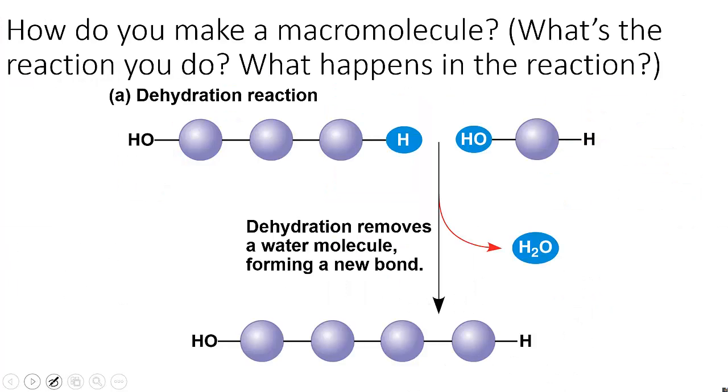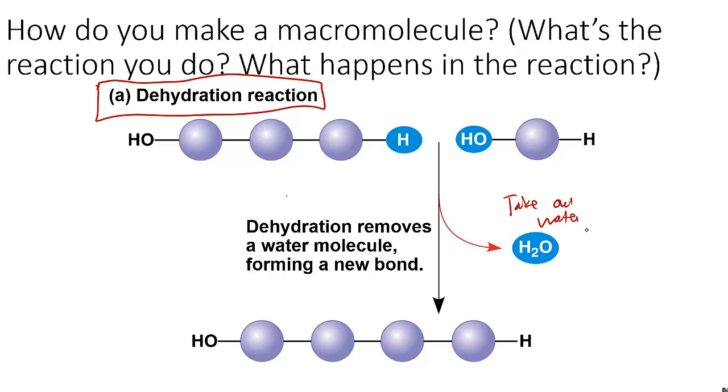So how do you make a macromolecule? What's the reaction you do? It's called a dehydration reaction, where you take out water to make a new bond. Okay? That's what you would say. You would say you do a dehydration reaction where you take out a water to stick things together. That's what you do.